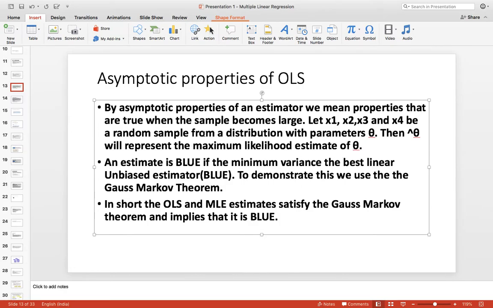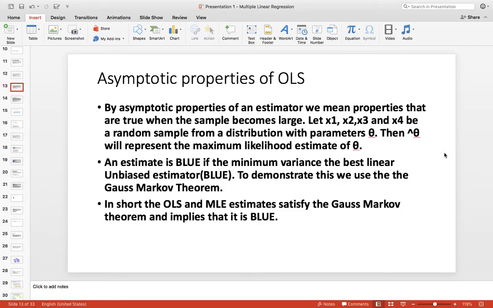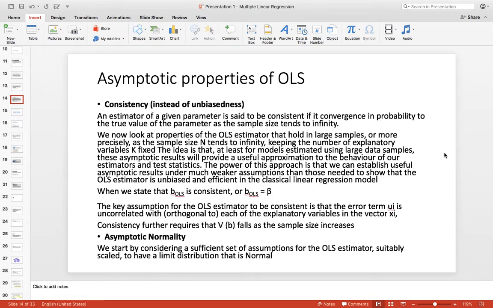So an estimate is BLUE. If you call an estimate the best linear unbiased estimate, it is because they have the minimum variance. According to the Gauss-Markov theorem, the OLS estimators and MLE estimators are BLUE, and when they are BLUE, they have minimum variance, they are unbiased, and they are consistent. And that is what the Gauss-Markov theorem tells us.